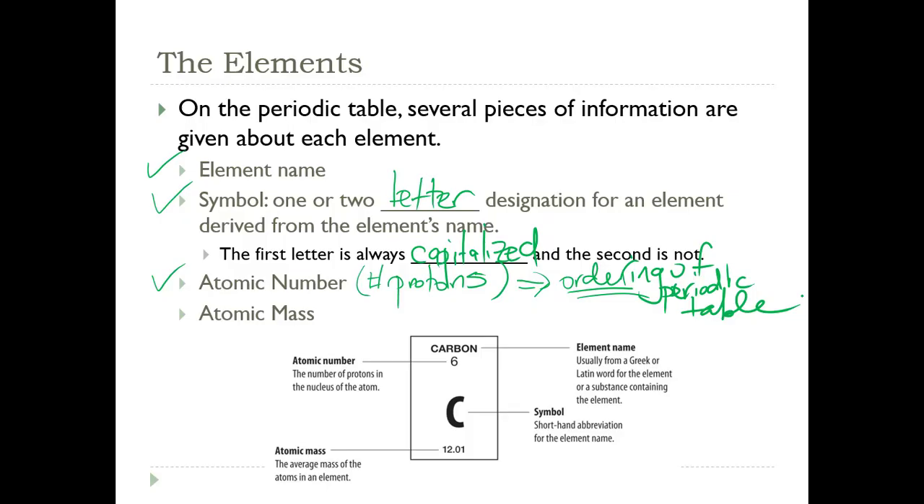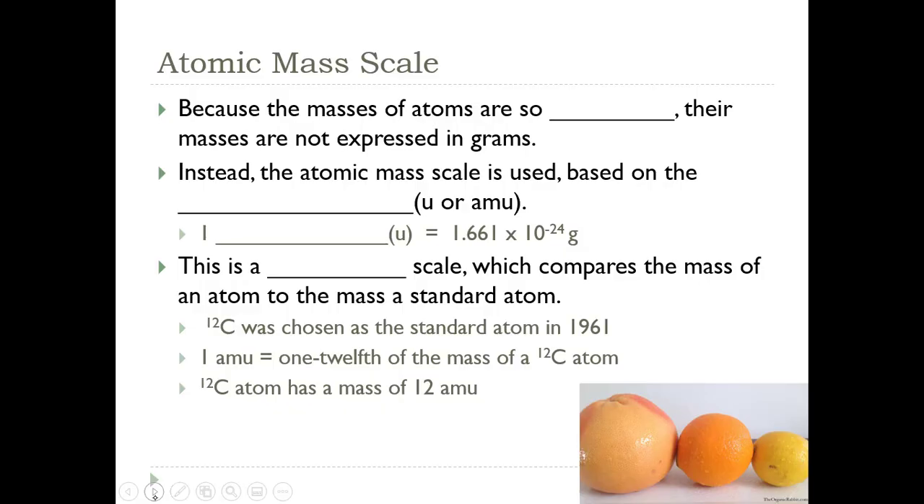Now, we've talked about the mass number, but there is another term called atomic mass that we have not yet talked about, and it is atomic mass that is found on the periodic table. So this is different from mass number that we talked about, which was the number of protons plus neutrons. So the final piece of information that we need to talk about now is what is atomic mass and how it is calculated.